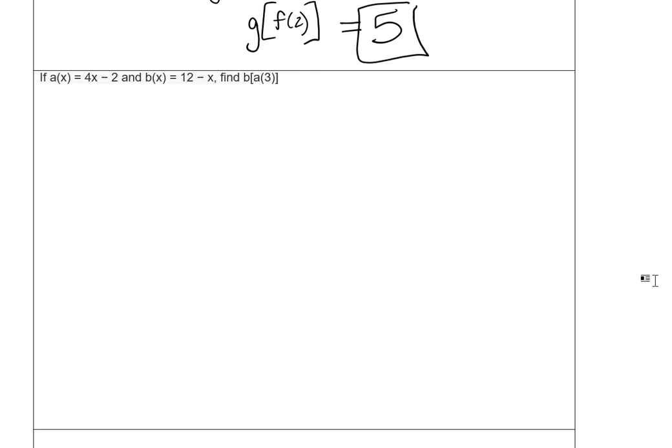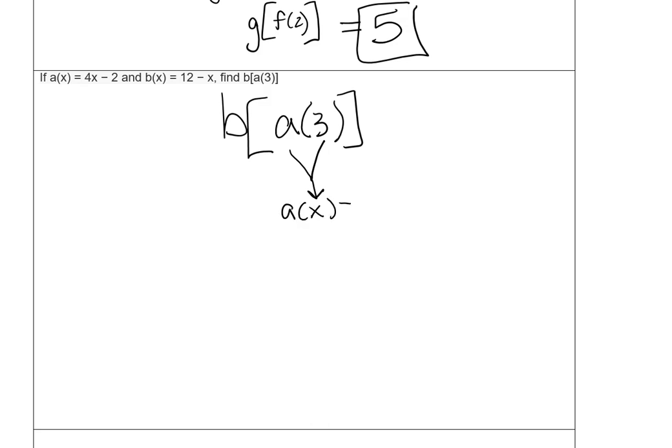Very similar here, but we're just using a and b to represent our function names instead of f and g. So if a of x equals 4x minus 2 and b of x equals 12 minus x, find b of a of 3. So work from inside out and figure out what a of 3 is first by plugging 3 into the a formula. If a of x equals 4x minus 2, then a of 3 equals 4 times 3 minus 2, or 12 minus 2, which is 10.